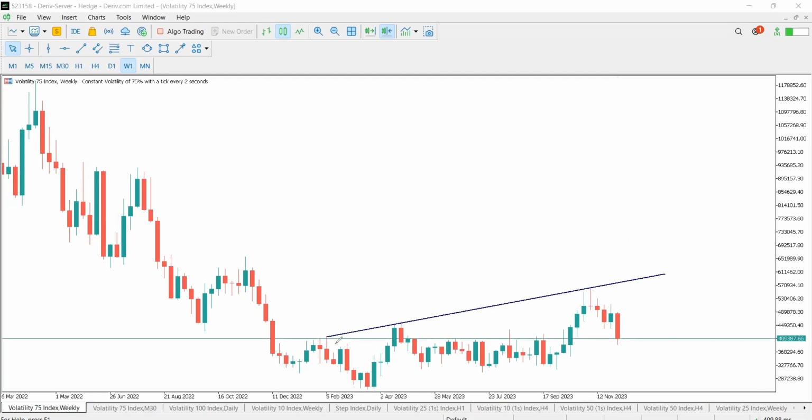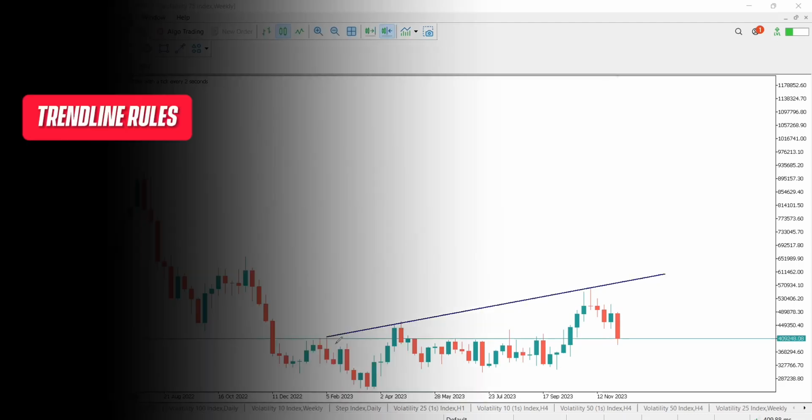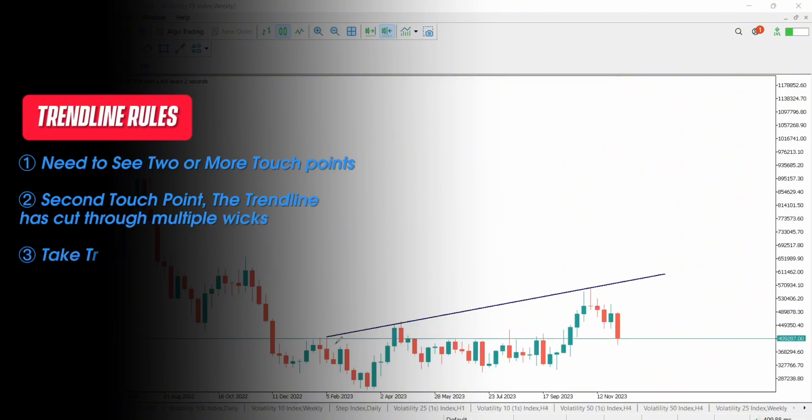But do you know what the rules of drawing a trend line are? Let's just remind ourselves. One, you need two or more touch points, which qualifies here. Then we said that on the second touch point, we need the trend line to cut through as many wicks as possible, which is being fulfilled here.